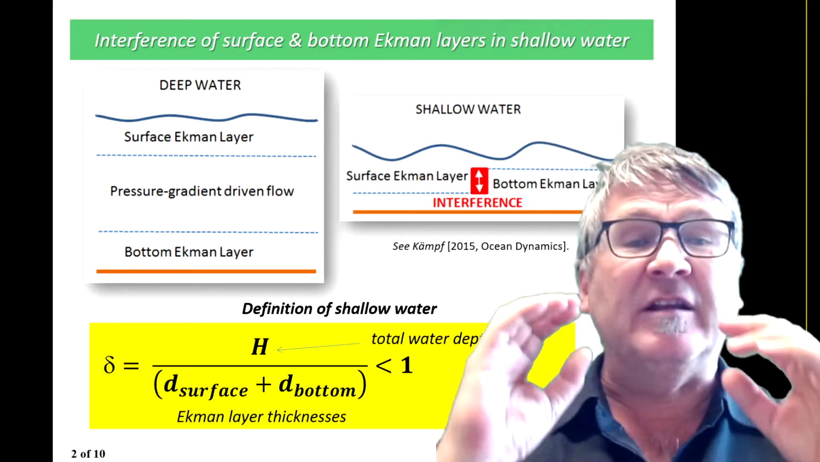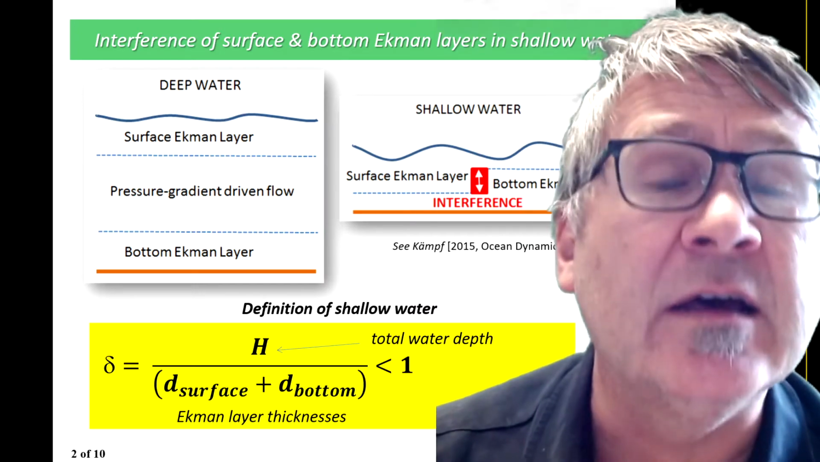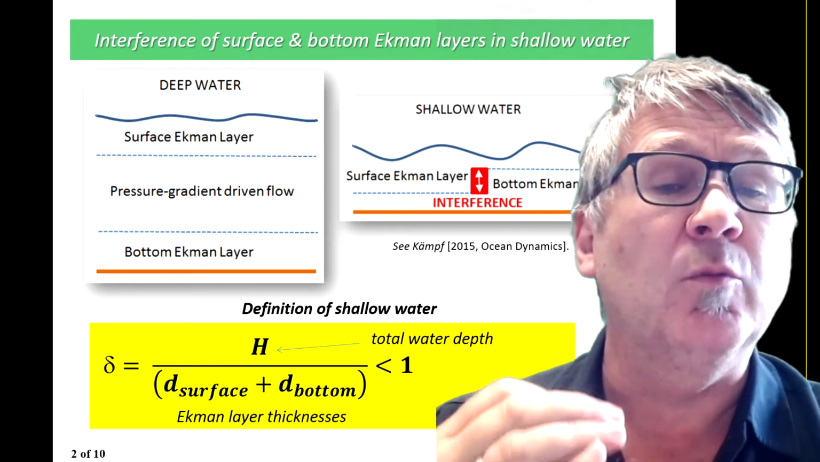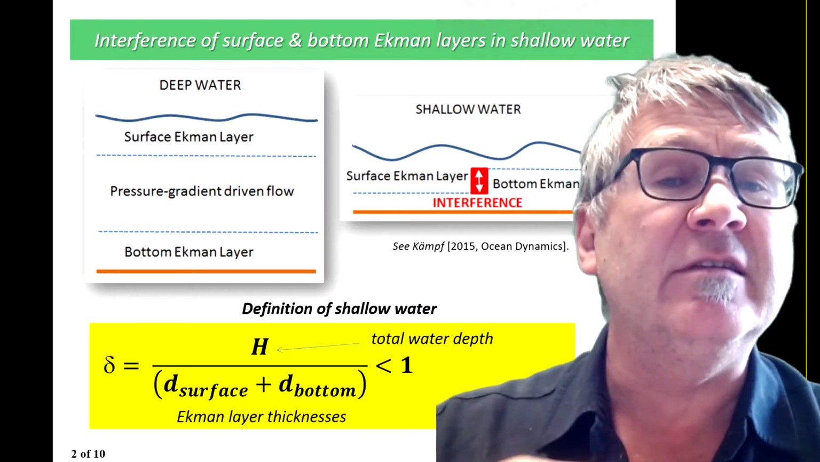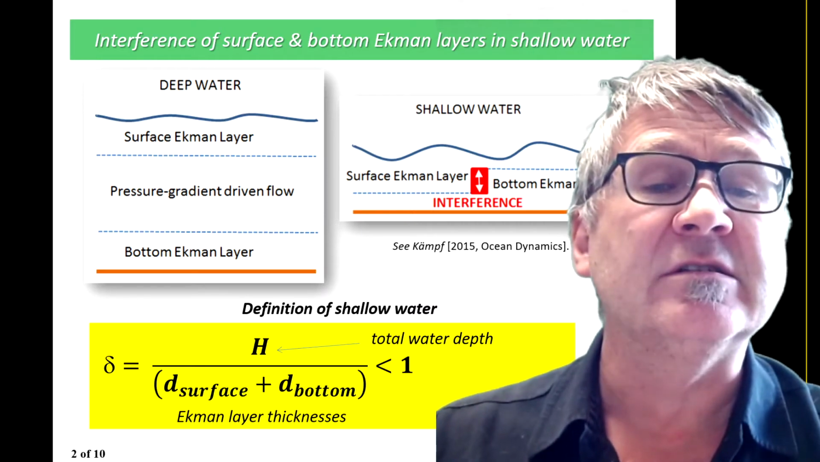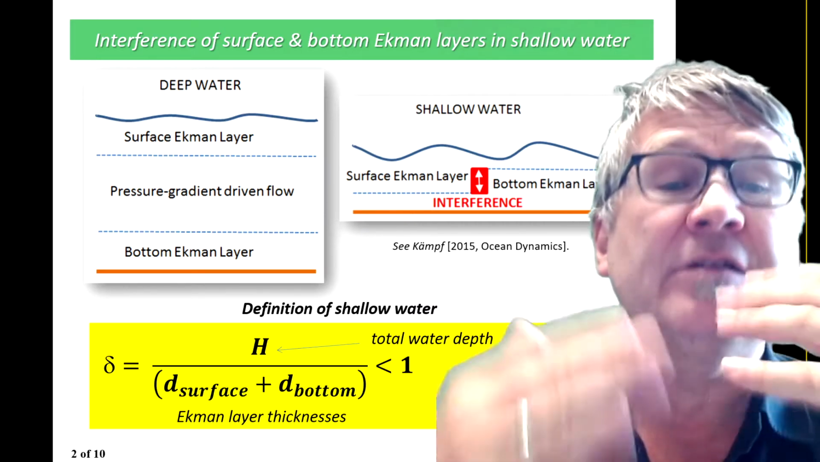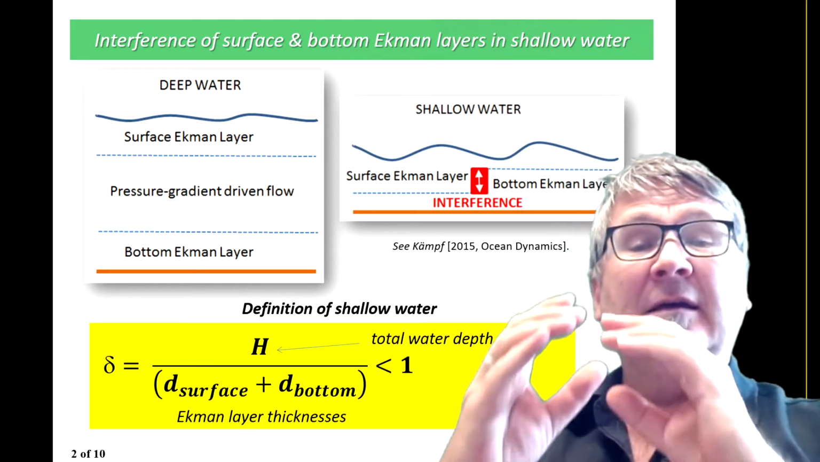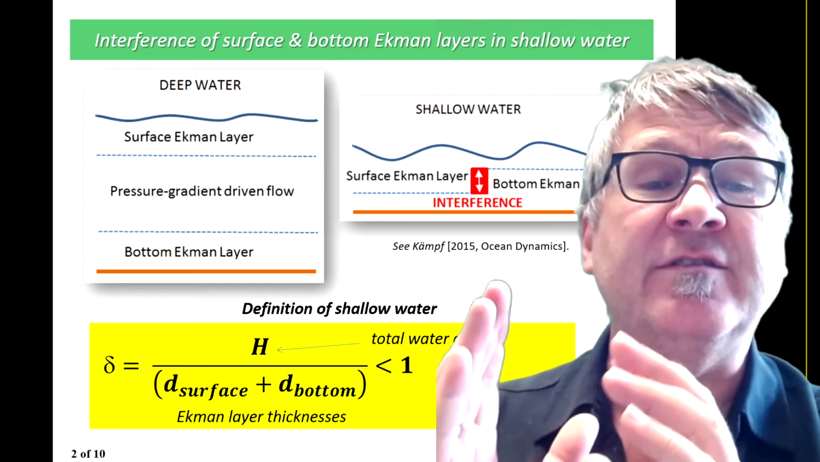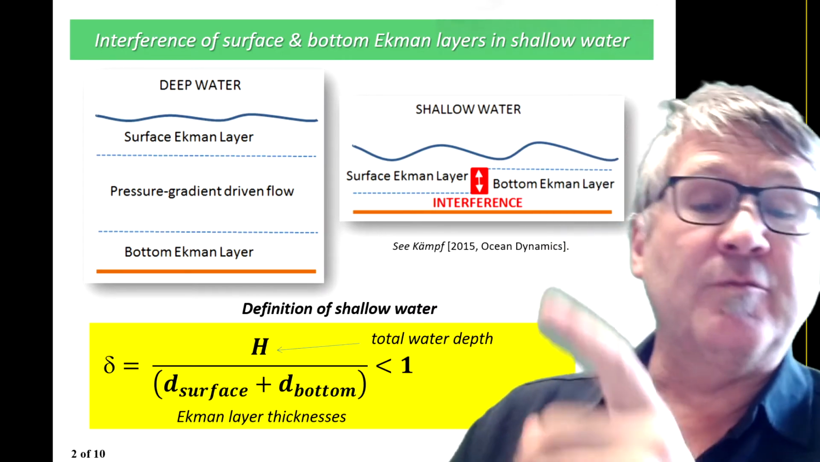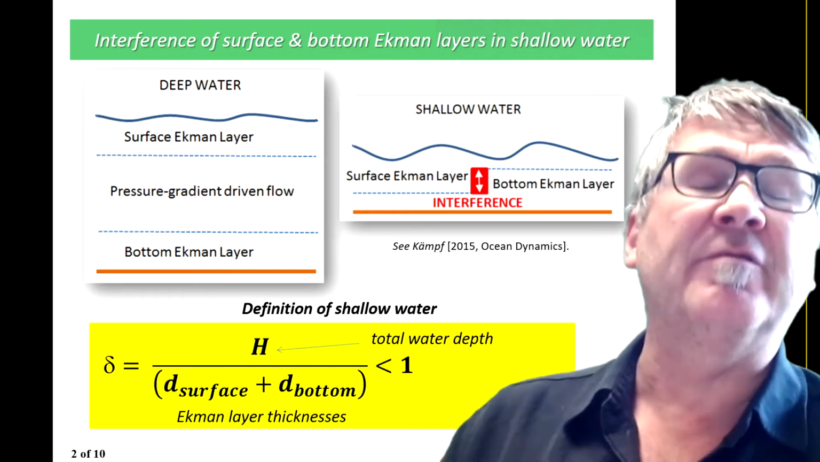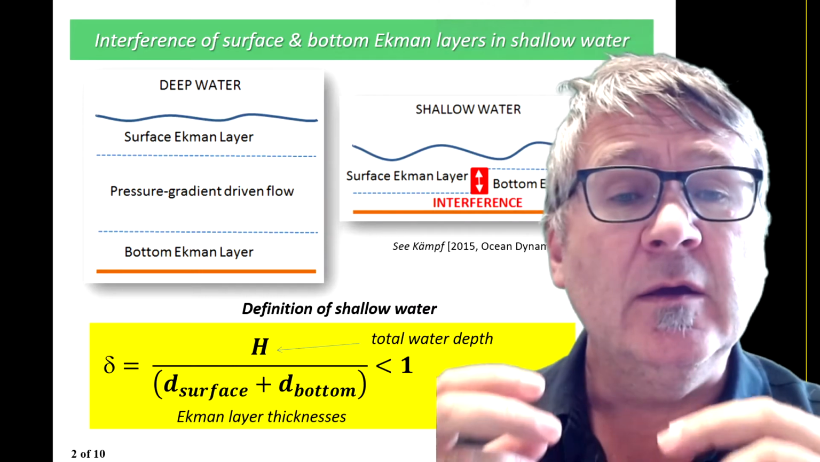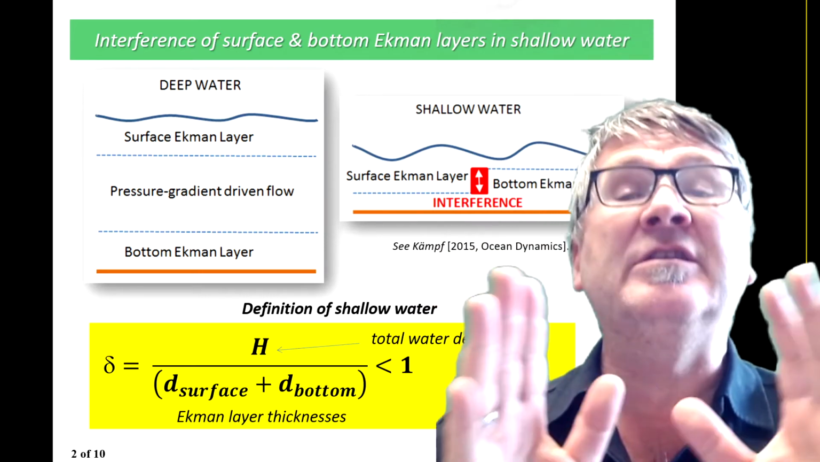So now how can we define shallow waters? Shallow waters are the zones where you have an overlap of both regions. So the water depth is less than the combined thickness of the Ekman layers. You get an interaction or an interference between the surface and bottom layers. So you can define shallow water as the regions where this ratio between total water depth and the sum of the Ekman layers' thicknesses is less than 1. Okay? And this is a dynamical definition.